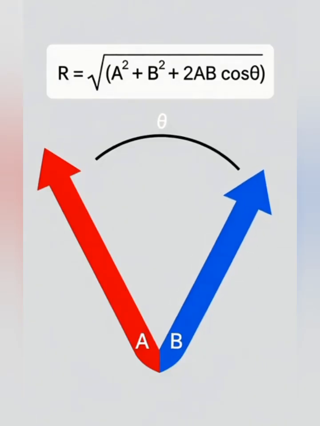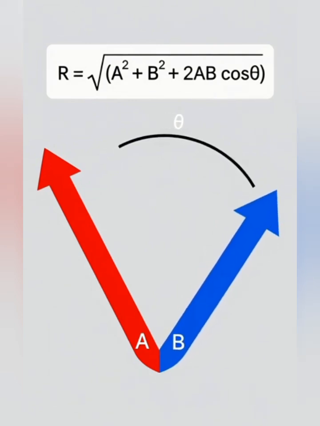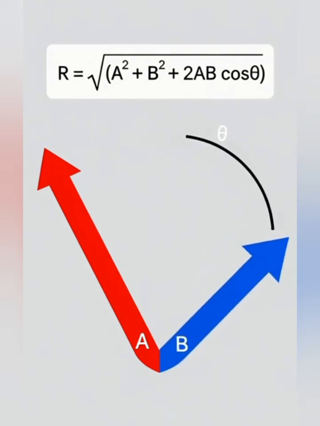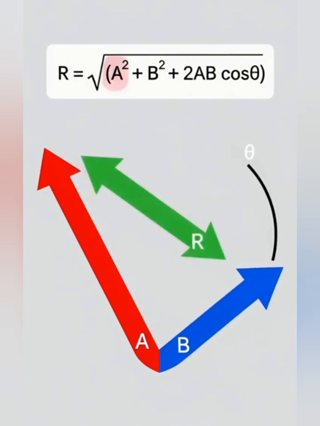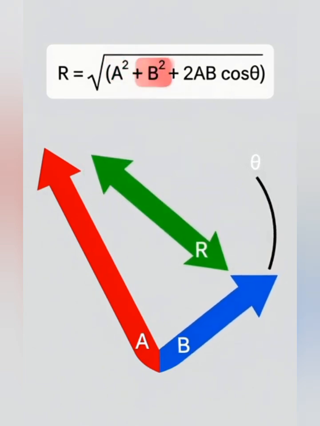When two vectors A and B make an angle theta between them, the resultant is R equals the square root of A squared plus B squared plus 2AB cosine theta. Now you know the secret behind net force and motion.